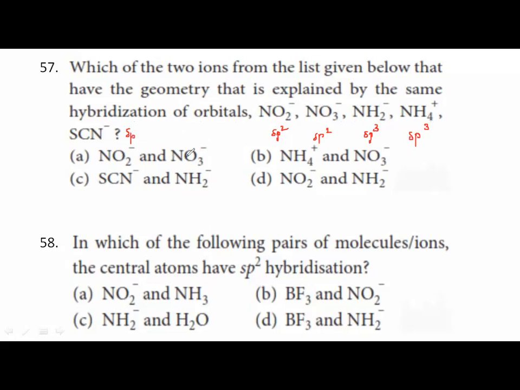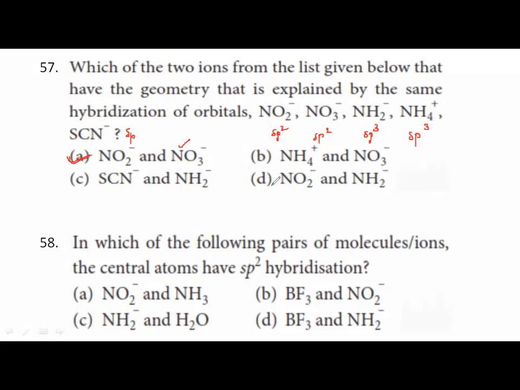So which pairs have the same hybridization? NO2- and NO3-: yes, both are sp2 hybridized. NH4+ and NO3-: no, this is sp3 and this is sp2. This is sp and this is sp3. This is sp2 and this is sp3. So option A is correct; they have the same hybridization of the orbitals. Correct?